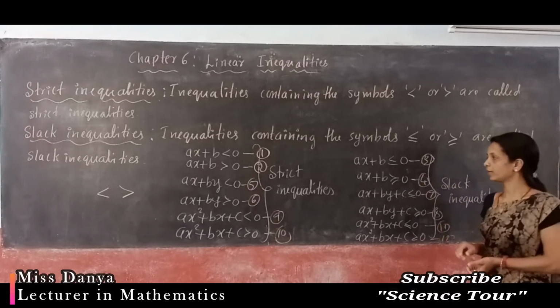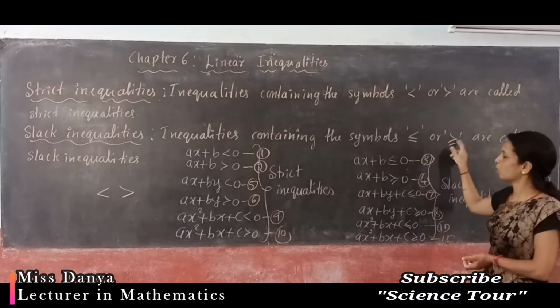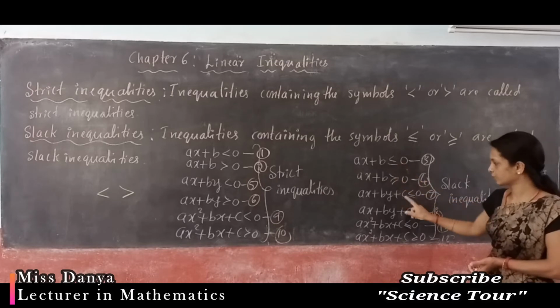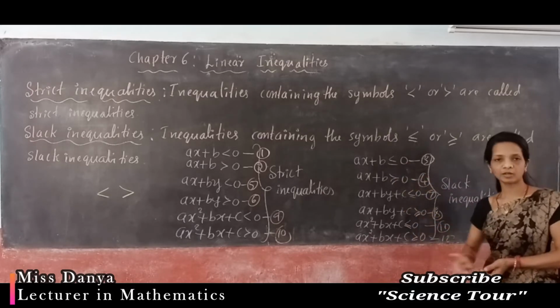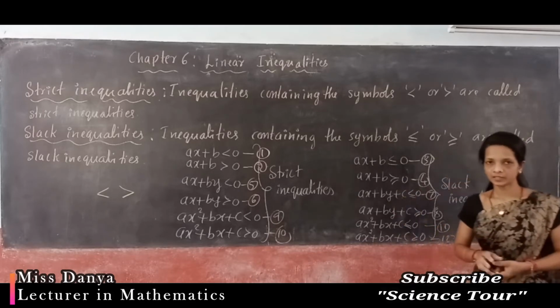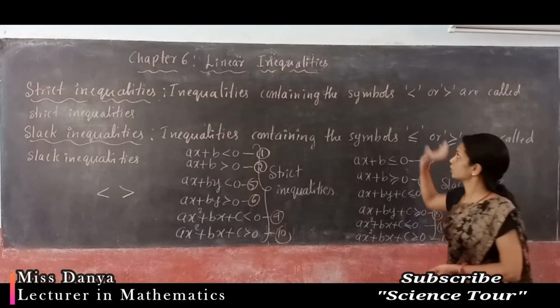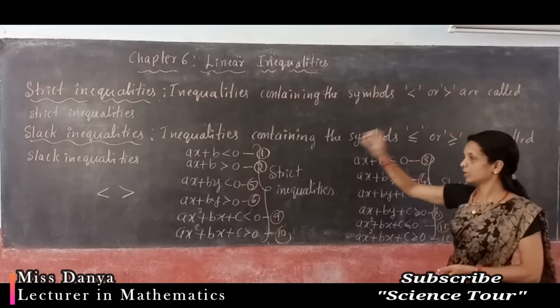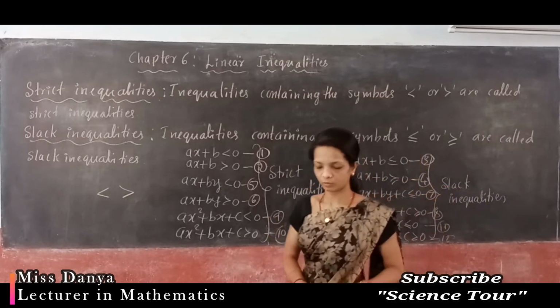In these inequalities you can see slack inequality symbols, that is less than or equal to or greater than or equal to. Here less than or equal to is there in these inequalities. Here you have greater than or equal to symbols. So if slack inequality symbols are there in the inequalities, those are slack inequalities. If strict inequality symbols are there in the inequalities, then those are strict inequalities. Okay, thank you.